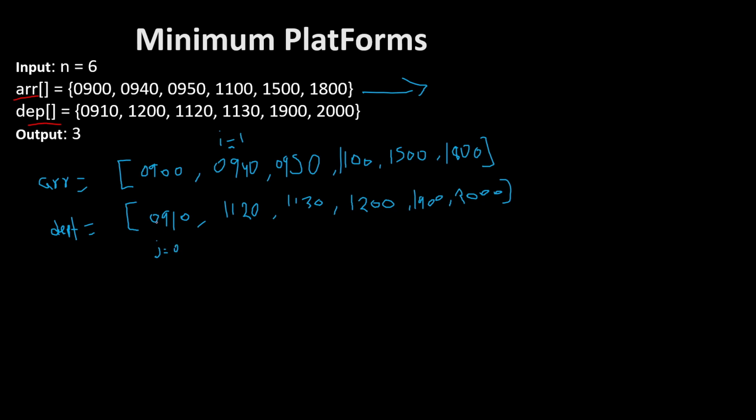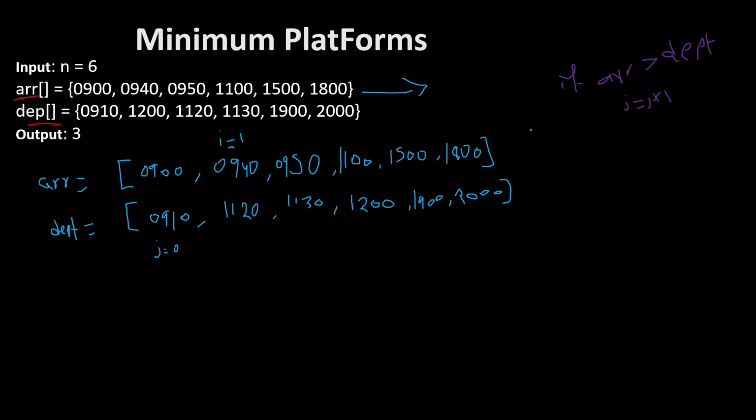Now what is happening, as I told, we have to compare the arrival time and departure time. If the arrival time is greater than the departure time, meaning the departure time is smaller than the arrival time, then we update j, because if the departure is smaller, one train has left that platform. So j will be updated to j plus 1. It will move one index forward in this case.